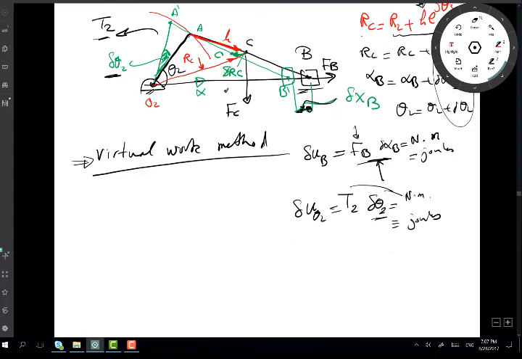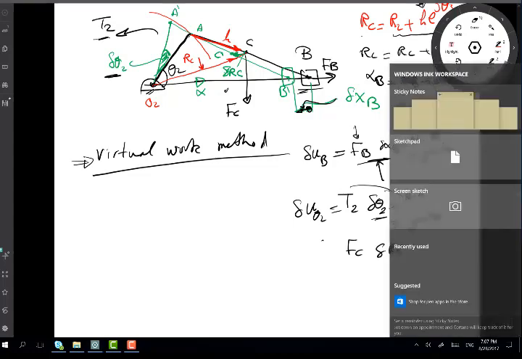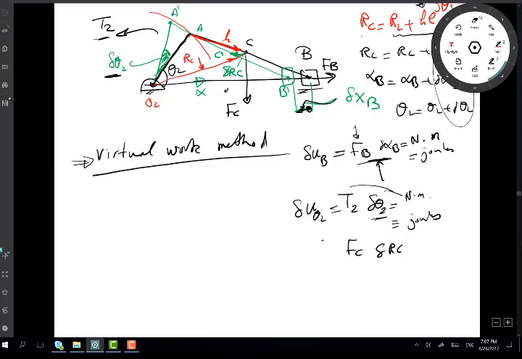And then also I have FC multiplied by delta RC over here. Don't forget this also is going to be Newton meter as well.